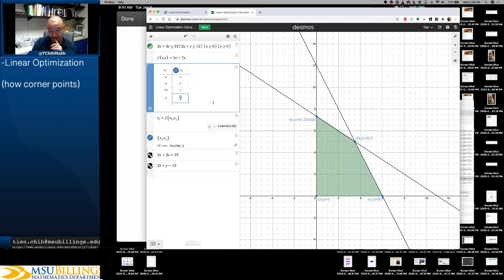And so once again, the goal is to maximize f of x, y, and the maximum has to occur at one of these 4 corners. So I just ask myself, which one of these is the biggest? And it turns out, hey, this was at 52.5. That's the largest f of x, y value, and that occurred at 3.5, 5.